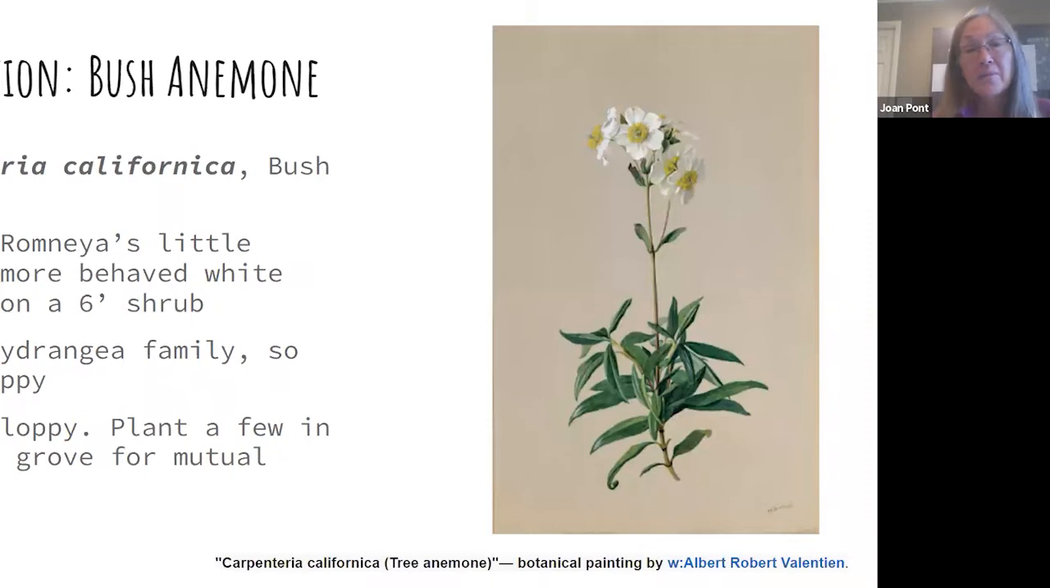A more contained plant that's worth consideration is the bush anemone, or the Carpenteria californica. It's also white with yellow centers. It's a little more traditional looking, a beautiful 6-foot shrub. So the flowers are at eye level. And it's funny because next week is hydrangeas, and it is in the hydrangea family.